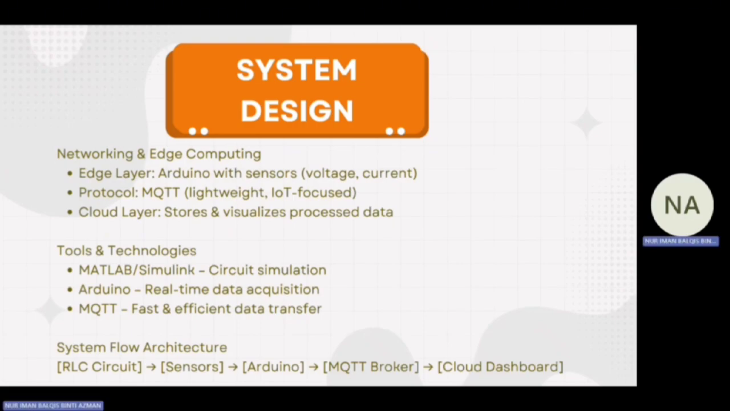Then here is the full system flow. The circuit connects to sensors, then to the Arduino edge node, through MQTT to the cloud dashboard.